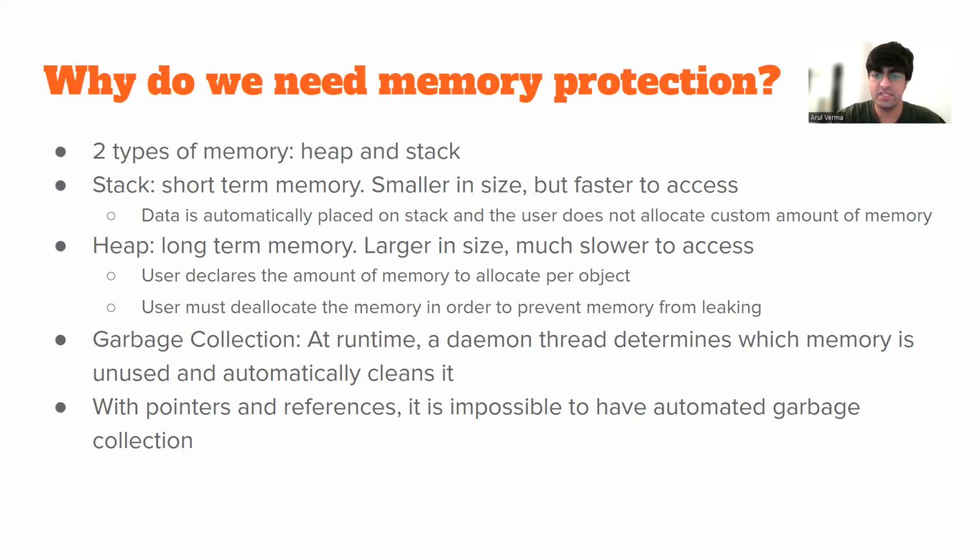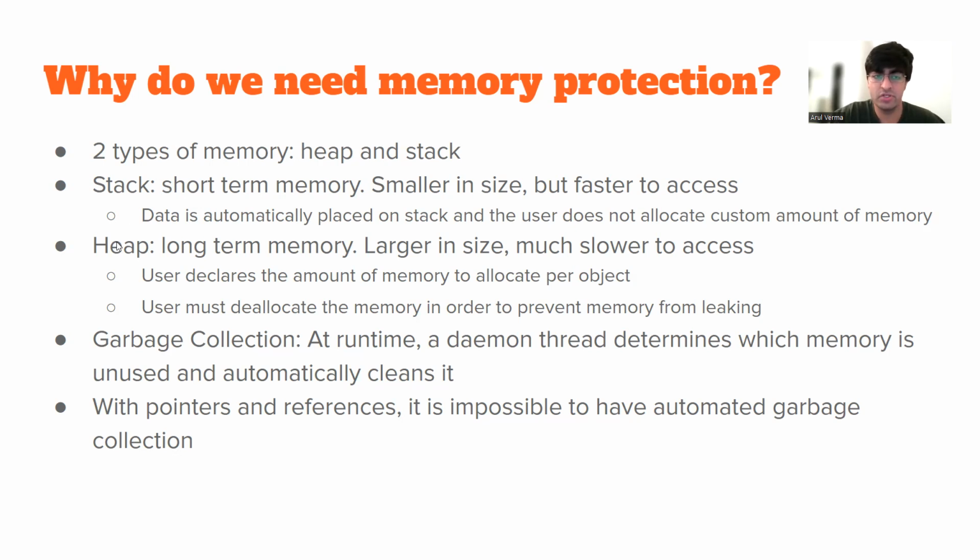We've kind of hinted at it with the example earlier, but essentially there are two types of memory, heap and stack memory. Stack memory is short-term memory. It's shorter in size, but faster to access. Data is usually automatically placed in the stack, and you don't have to allocate custom types of memory. An example of this is any of the data types we talked about earlier. Integers, floats, doubles, strings, characters, they're all placed in the stack, even lists.